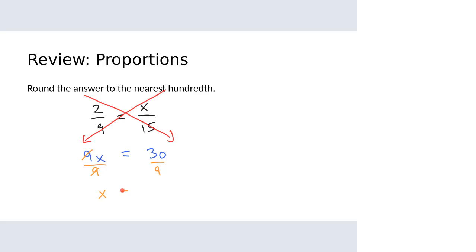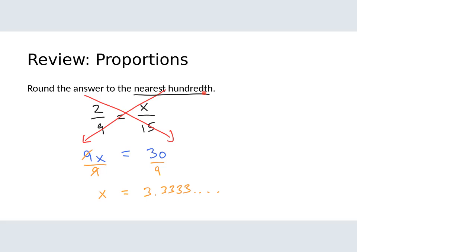And so now we'll do 30 divided by 9. And when we do that, I get 3.3333. And that just keeps going on forever. This particular problem told me to round my answer to the nearest hundredth. So that's what we'll do.